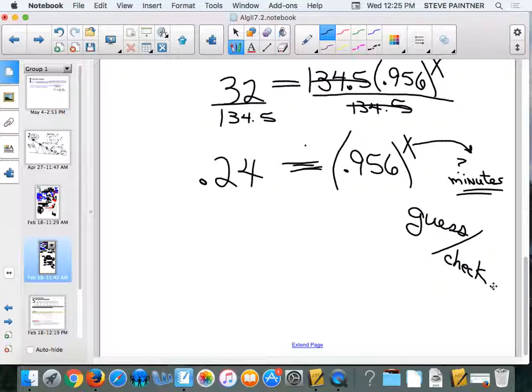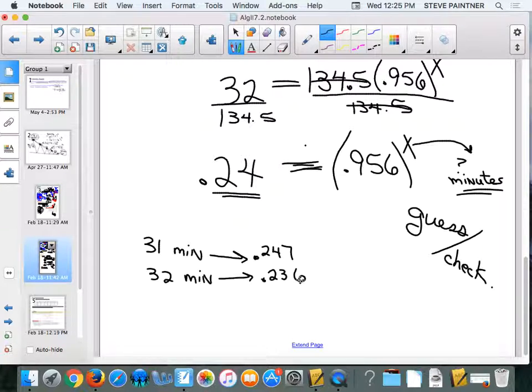32 and 31. Noah, at 31 minutes, what did you get? 0.247. Okay. At 32 minutes, what did you get? 0.236. Which one's closer? Yeah, you know what? If I put a 0 there, guys, that's 0.240. Which one's closer? 32 is closer. But actually, 32 is a little short, isn't it?